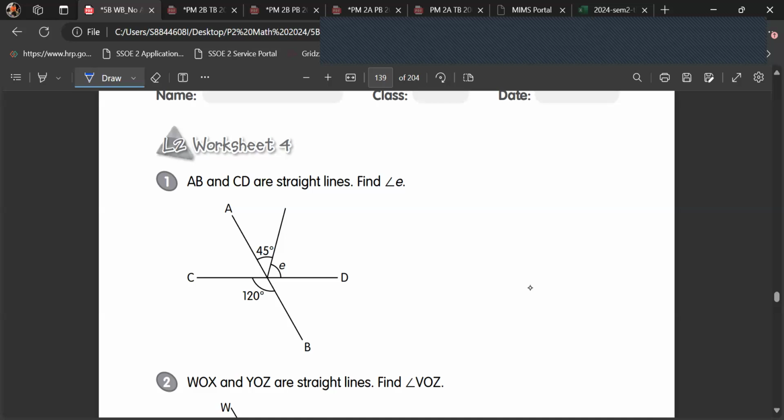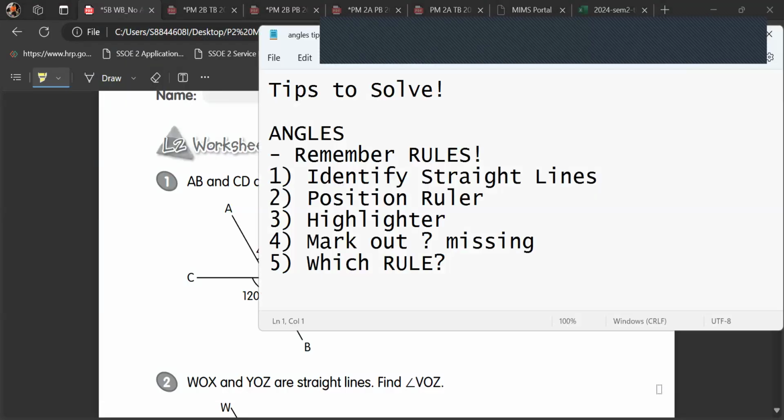Okay, so here again, the main idea is that I've written down some tips for you, which you'll probably need for the next set. These questions are still quite straightforward, so you don't really need a lot of tips, but I'm going to show you anyway. I wrote my tips here to solve the chapters on angles. First and foremost, you must remember the rules. After that, see if you can identify the straight lines given in the question.